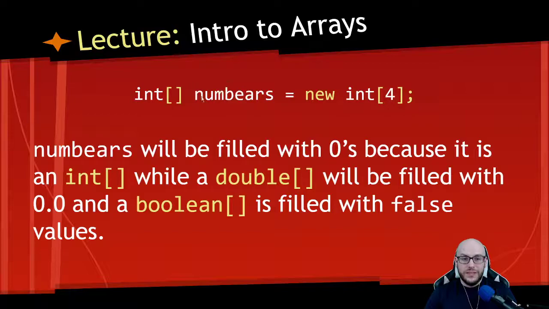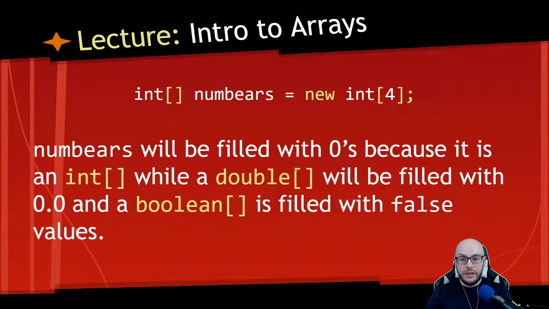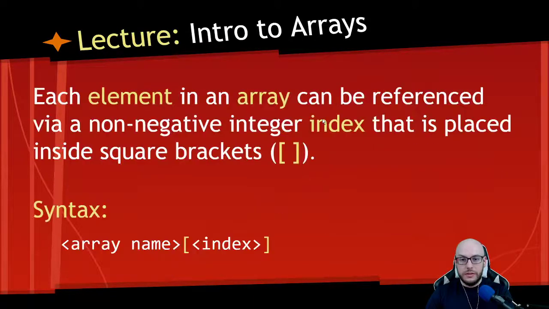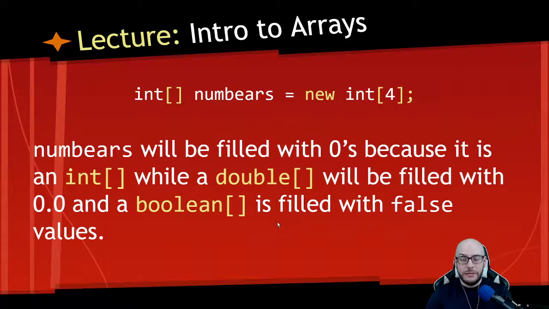Numbers, this integer array that we're creating here, will be filled with zeros because it is an int array. If it were a double array, it would be filled with 0.0, and a Boolean array is filled with false values. So depending on the data type of your array, in our example here, it is an integer array, we're going to default to the default value for int, which is just 0, right? If it was a double array, it's going to be 0.0, and if it's a Boolean array, it would be false. That's what this slide is saying.